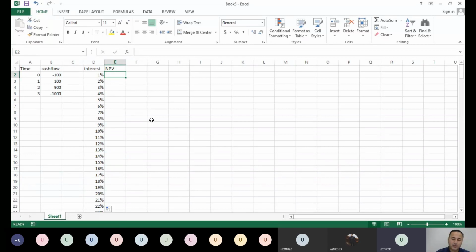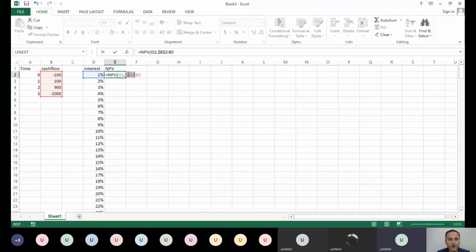The way I calculate NPV, of course, you can calculate it by a simple command: equal sign, and then NPV. Double click on NPV. It says rate, so I will choose rate here, comma, and then it says values. So I'll choose all these values. Since I'll be using the same values for all calculations, I have to lock them. So I'll press F4 here and then F4 here. Okay, and then enter. So negative 88 for 1%.